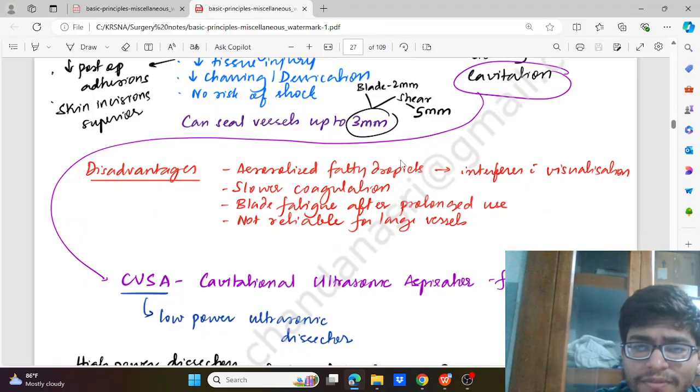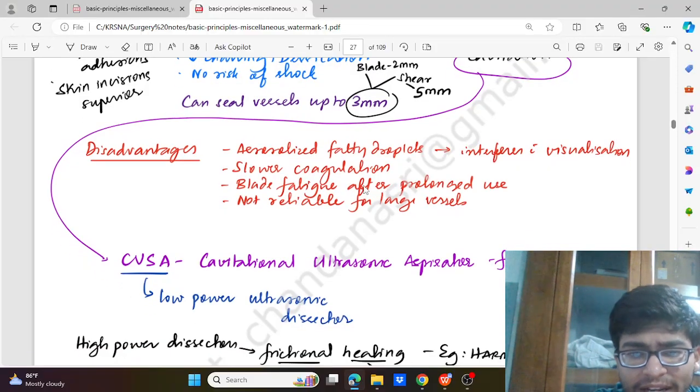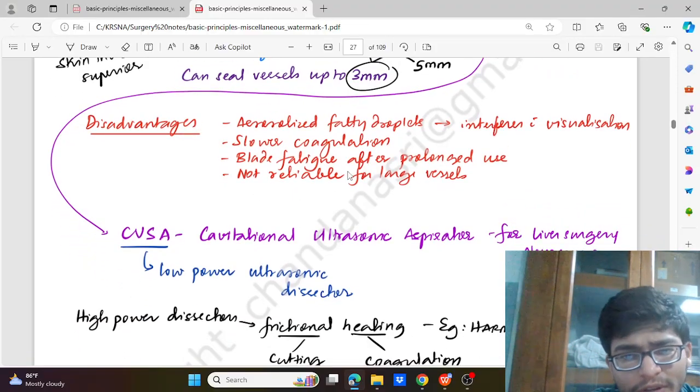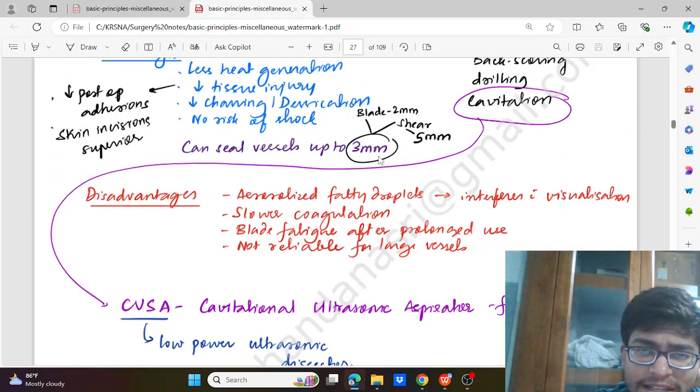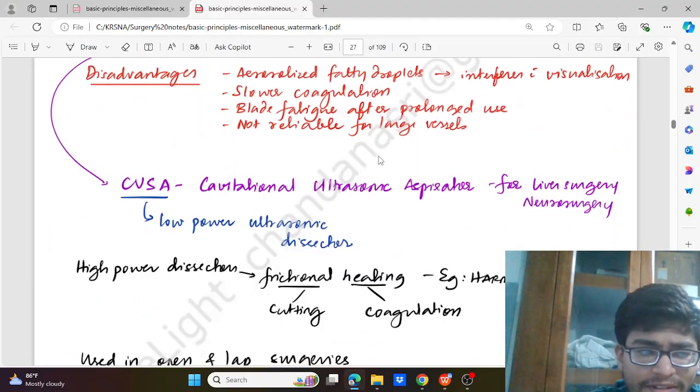Disadvantage is aerosolized fat droplets which can interfere with visualization. So it can affect the assessment of tissue. Slower coagulation, so it is time consuming. Blade fatigue after prolonged use, so we have to wait for some time. Not reliable for large vessels, as we know it can seal up to 3 to 5 mm of vessel.